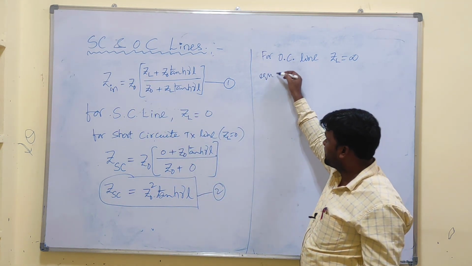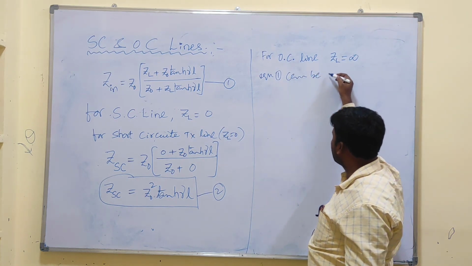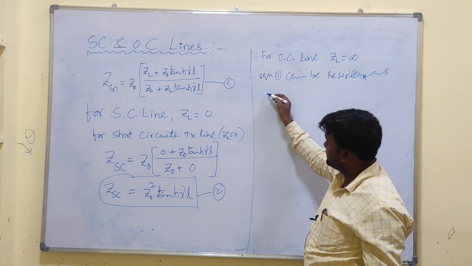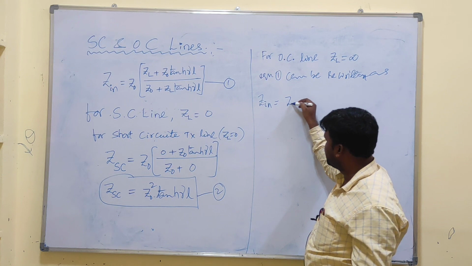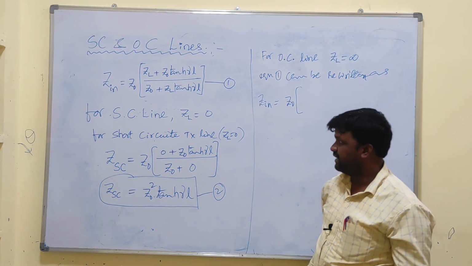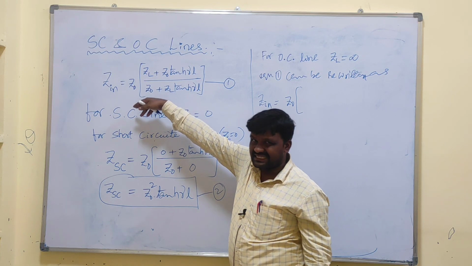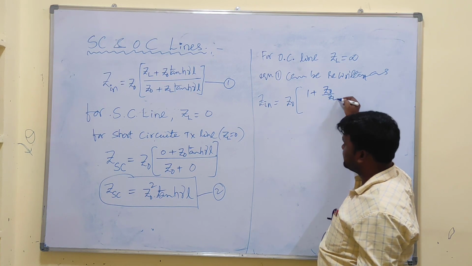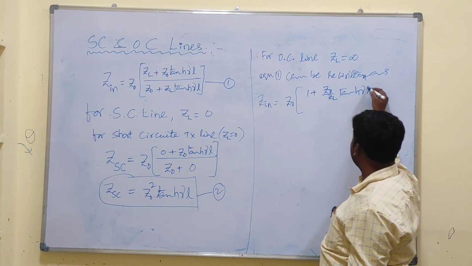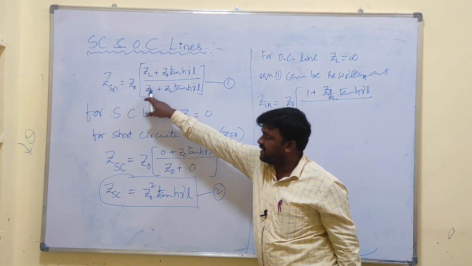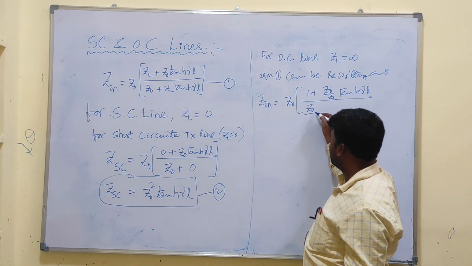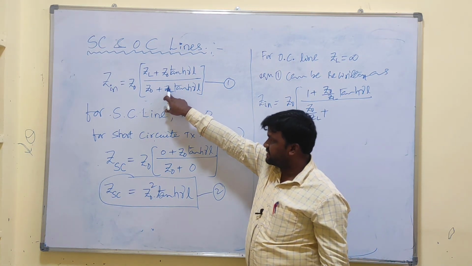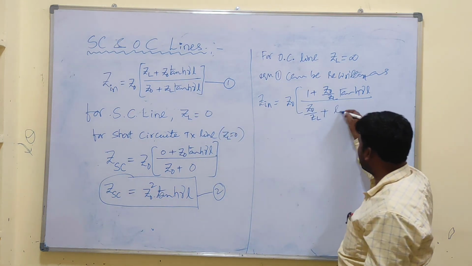That means equation 1 can be rewritten as Zin, taking ZL as common in the numerator and the denominator. What is the remaining term? ZL cancels in the numerator and denominator. The remaining is (1 plus Z0 by ZL tanh γL) divided by, here ZL is taken as common, it becomes Z0 by ZL plus, ZL by ZL, that is 1. The remaining term is tanh γL.